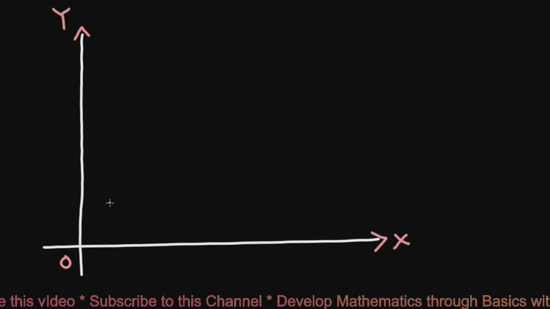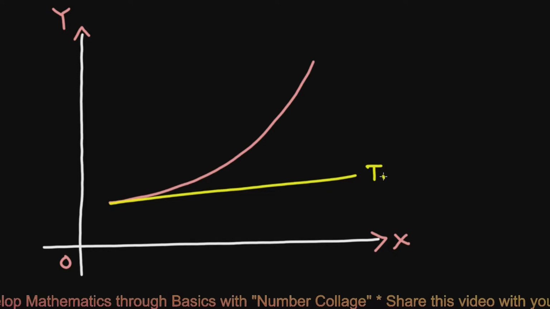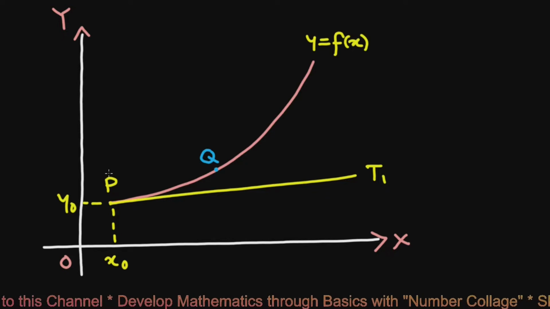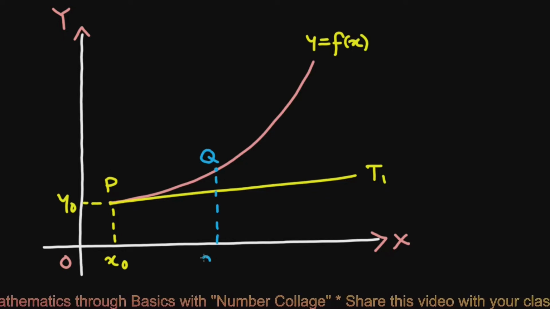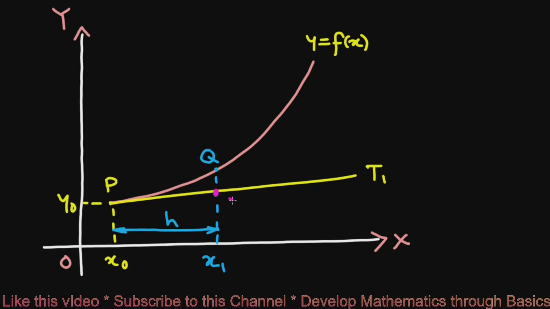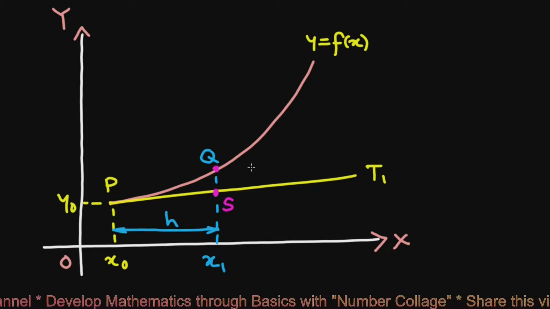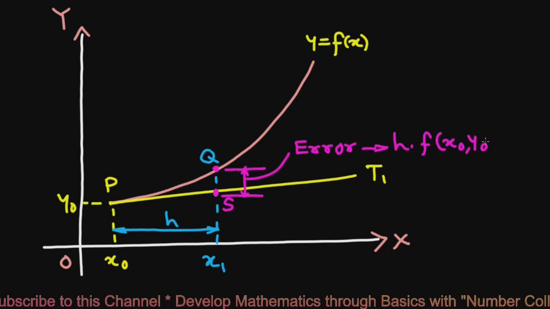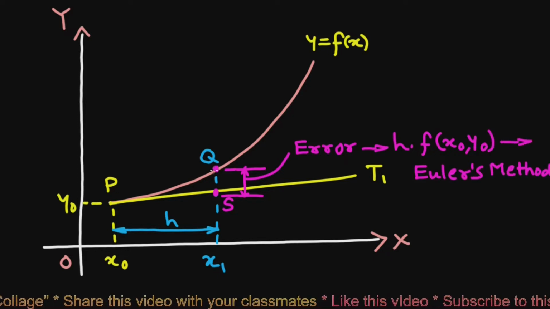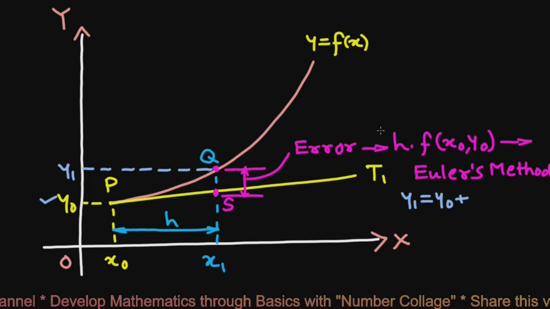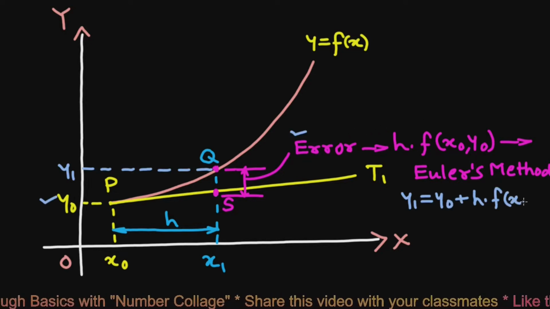Now let's revise what we have done so far. We have drawn this solution curve and a tangent T1 at x0, y0. Then we took a point Q very close to P, whose x coordinate is x1. The distance between x0 and x1 is h. This is the point S on the tangent T1. We get this error h times f of x0 comma y0 in Euler's method. So the y coordinate of Q, y1, is this y0 plus this error h f of x0 comma y0.